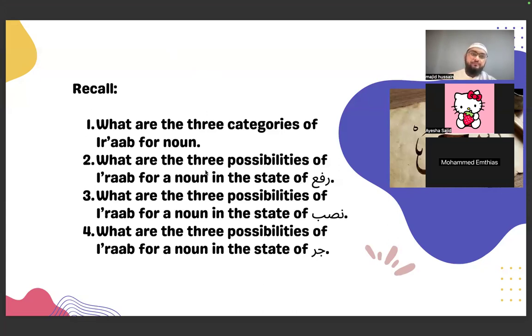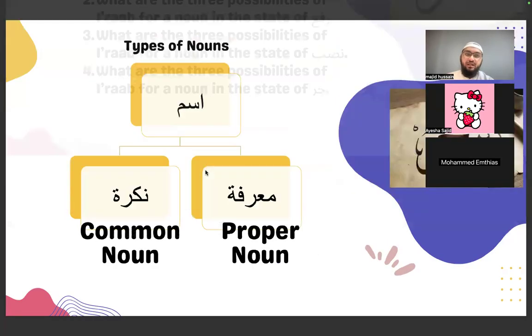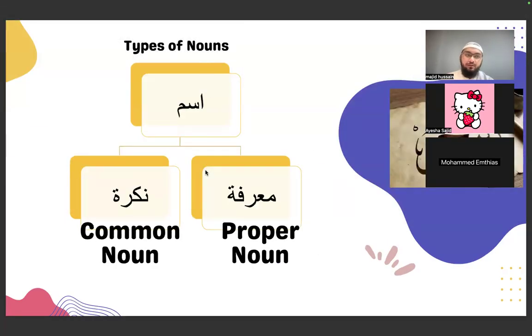Today's lesson, we are going to discuss the types of noun. As we know in English, there are two types of noun commonly, which are common noun and proper noun. In Arabic, we have the same concept, which we say as ma'arifa and nakira.